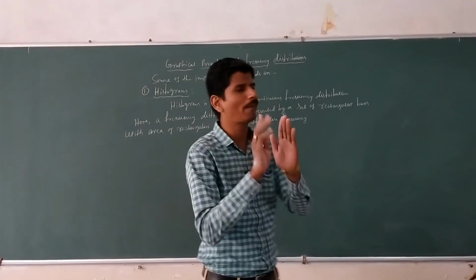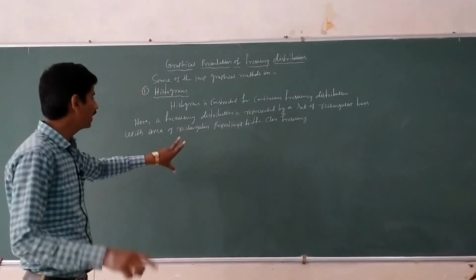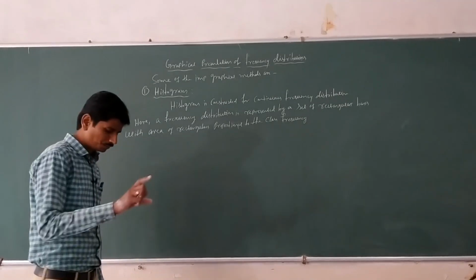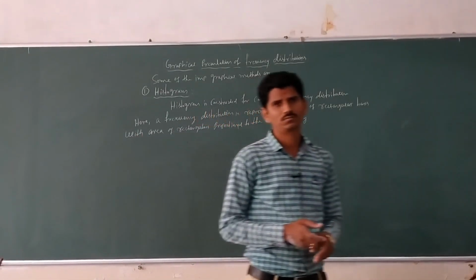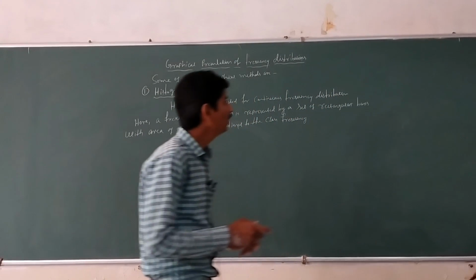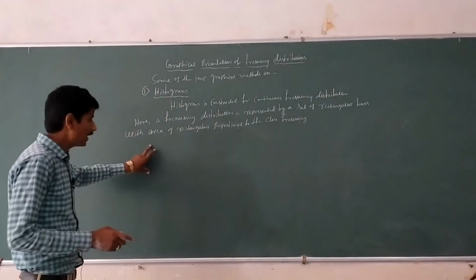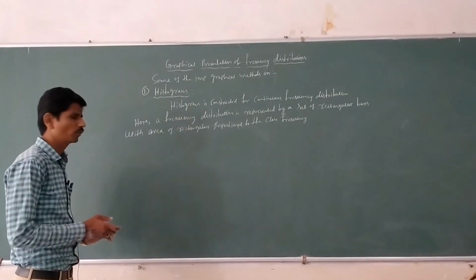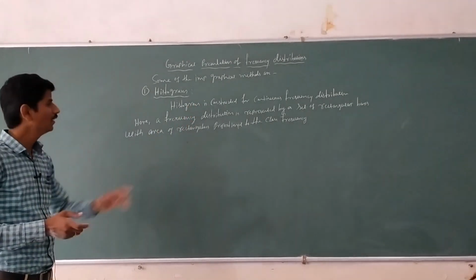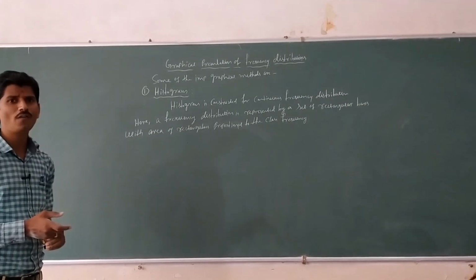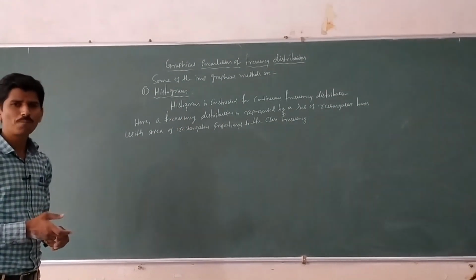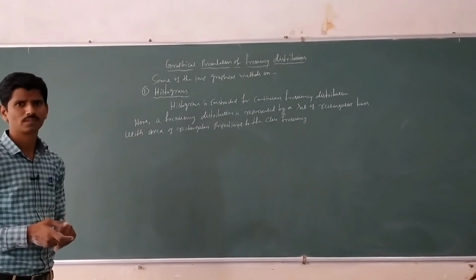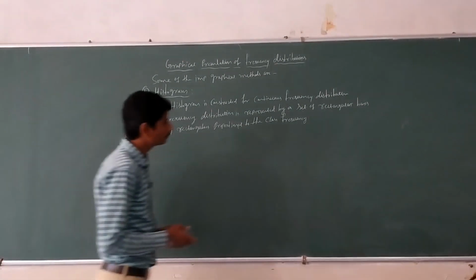You have to draw rectangular bars with the area of the rectangles proportional to the class frequency. Here, the rectangles are drawn by taking the class intervals against the class frequency. It is a set of rectangular bars with the area of the rectangles proportional to the class frequency. Okay, that's got it. Okay, the next one.